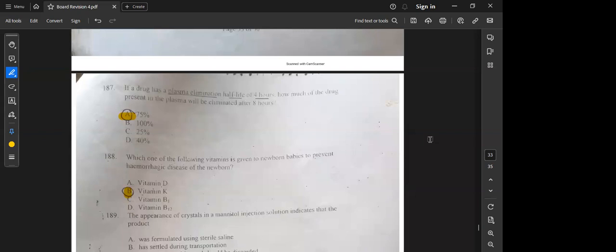Vitamin D is used for bone development and such things. As long as you have the active form of vitamin D, 1,25-hydroxycalciferol, I think, it increases the absorption of calcium through the gut, right? Yeah. Okay. Then vitamin B1.